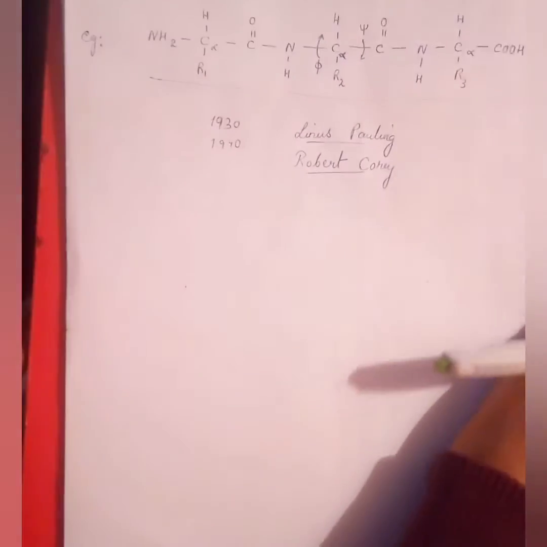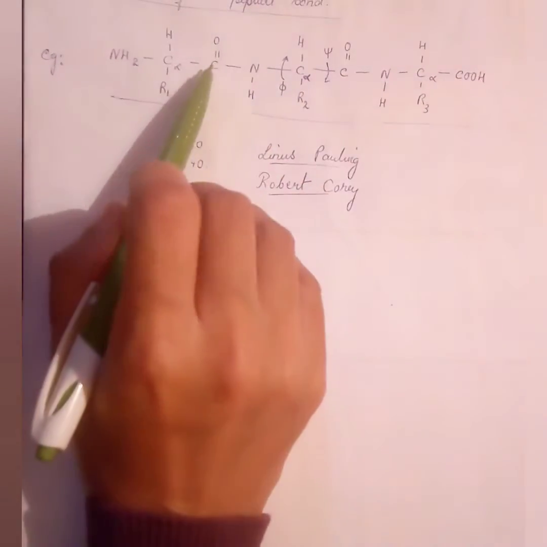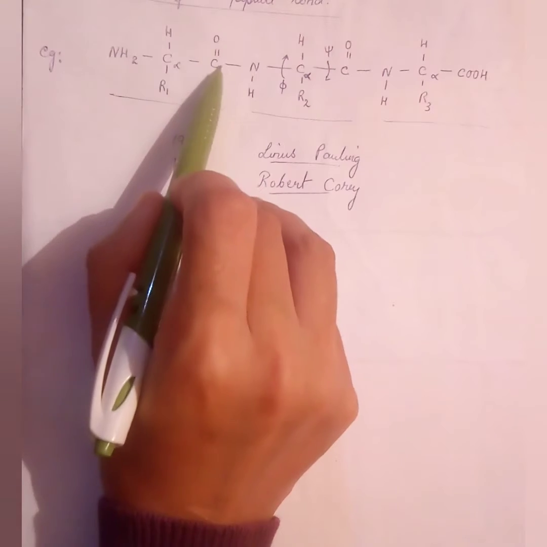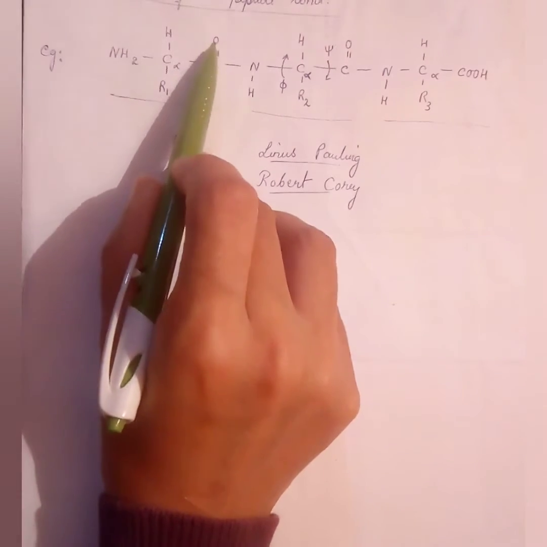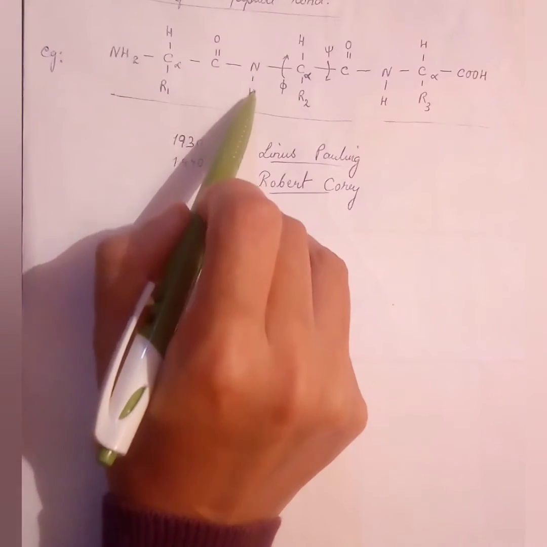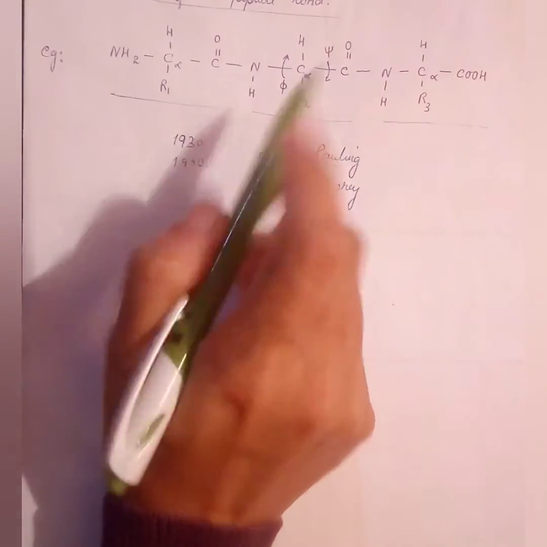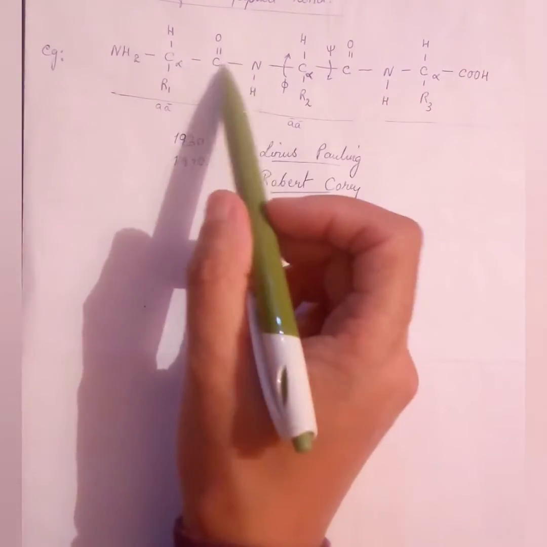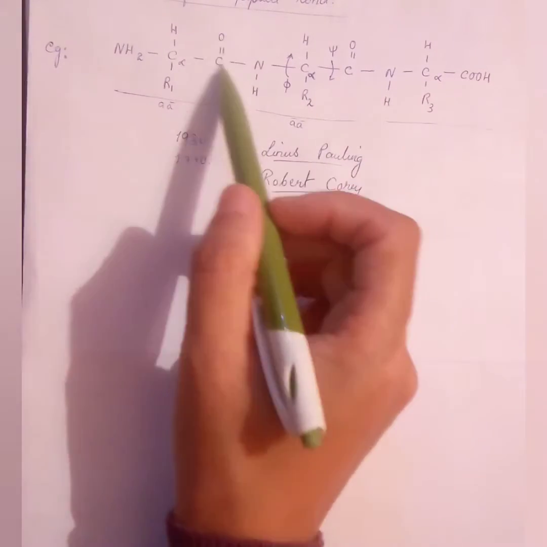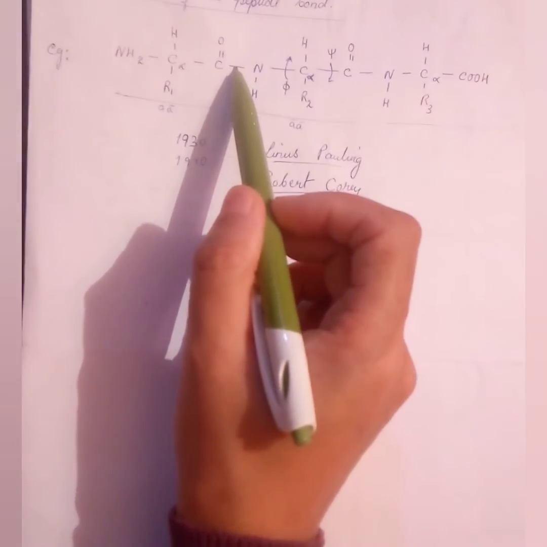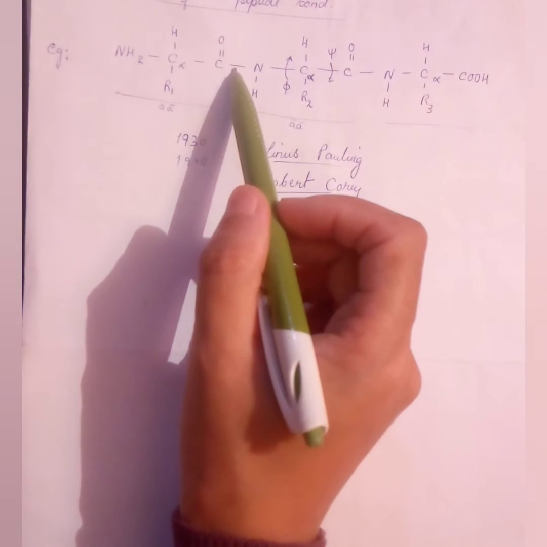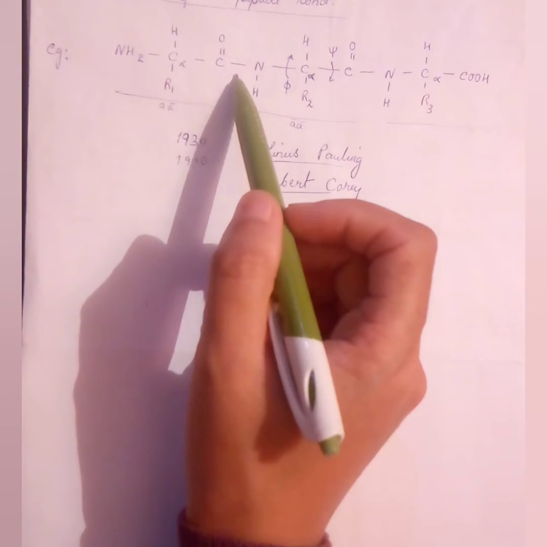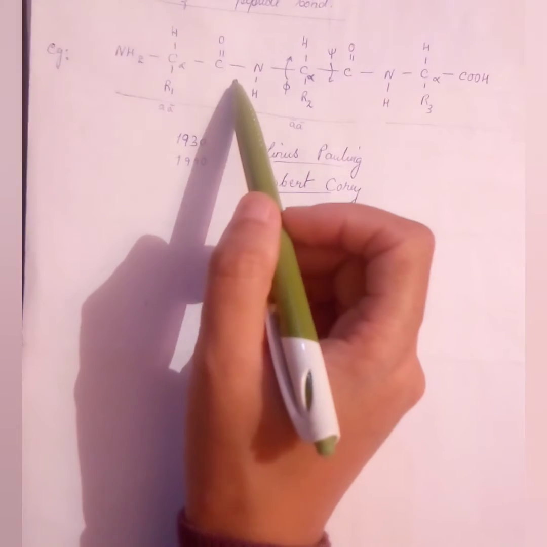Now here, this is the first amino acid, so a bond is formed between this carbonyl carbon and the amide nitrogen of the second amino acid. So this is the first amino acid, this is the second. You know that the peptide bond is formed always between the carbonyl group and the amide nitrogen. This peptide group is rigid and planar as a result of resonance.